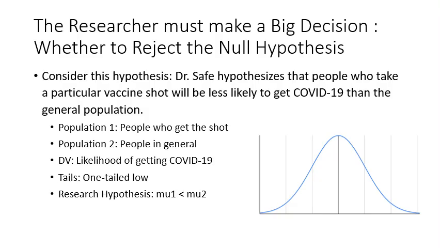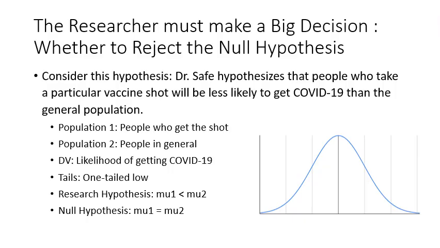The research hypothesis, I've just written it in shorthand for now, don't worry about that, is that the mean for population 1, those who get the shot, will be less than the mean for population 2, and the null hypothesis is that there's no difference between these two groups.